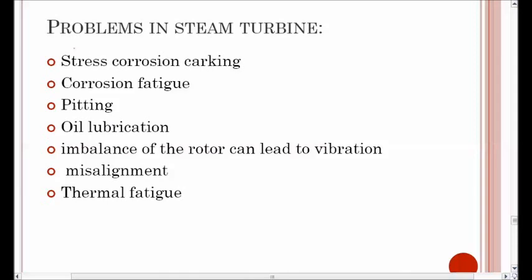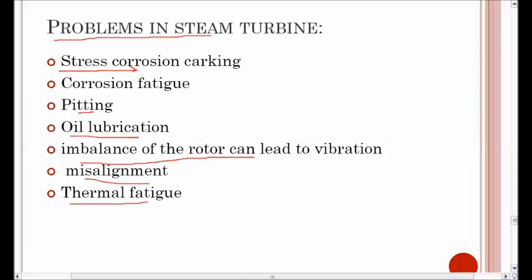A few problems that we see in steam turbines are stress corrosion cracking, corrosion fatigue, pitting, and oil lubrication issues. Imbalance of the rotor can lead to vibration, misalignment, and thermal fatigue. These are more related to the mechanical protection of the steam turbine.